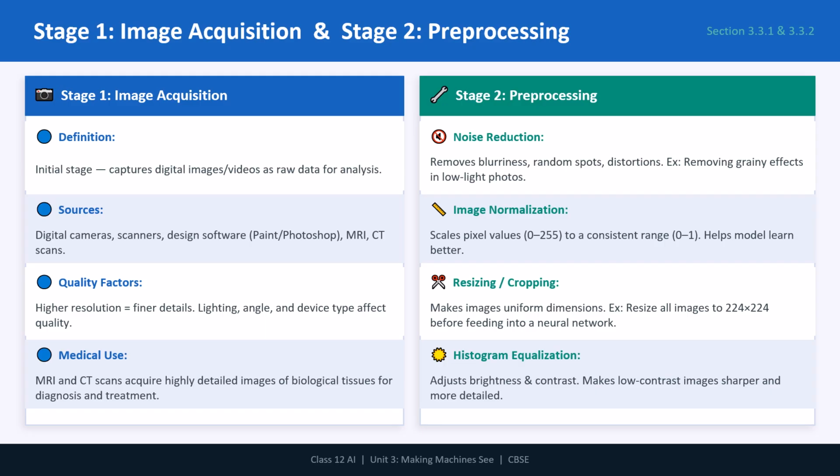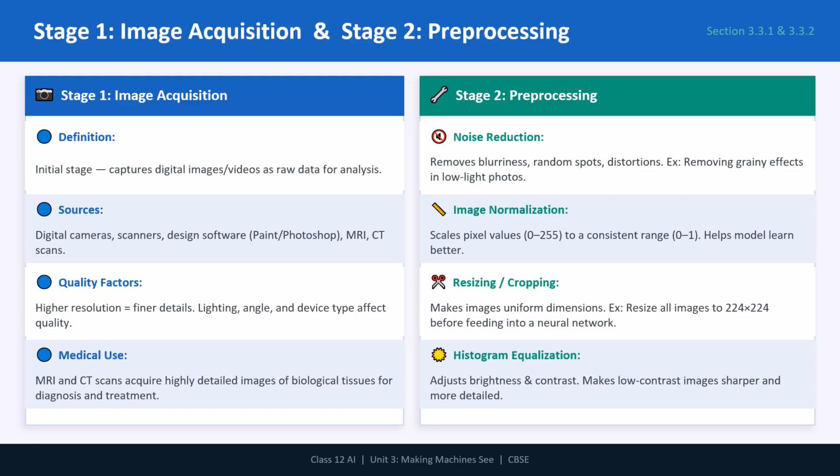Moving to stage 2, pre-processing. Think of this as the editing room of computer vision. We have 4 main techniques. 1. Noise reduction. Removes grainy effects, blurriness, random distortions from the image. Second, image normalization. Scales all pixel values to a consistent range like 0 to 1, so the model learns better.